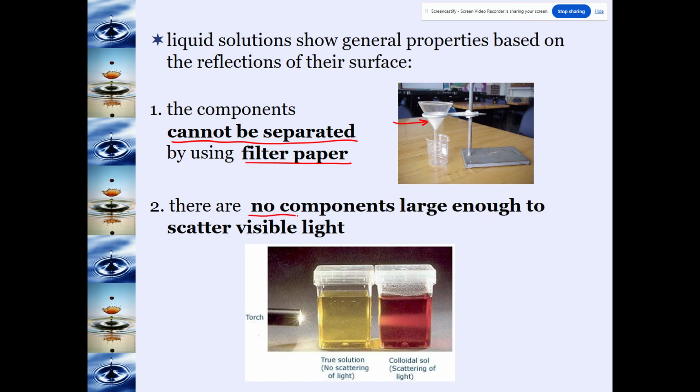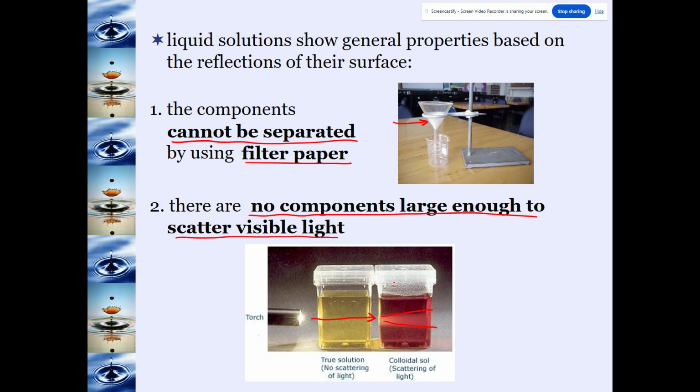Also, there will be no scattering of visible light if it's a true solution. If you have a colloid mixture, it may appear that it's a solution, you can't see the particles, but when you shine light through it, if they scatter, the light beam gets bigger. That means it's actually a colloid, not a true solution. With a true solution, the light just shines right through and it doesn't scatter.